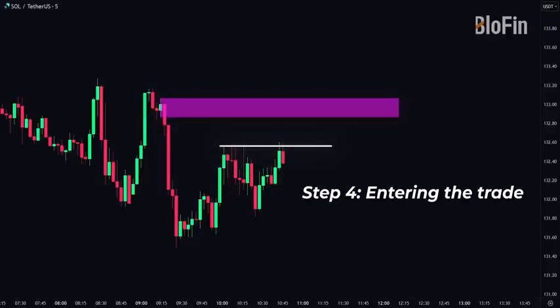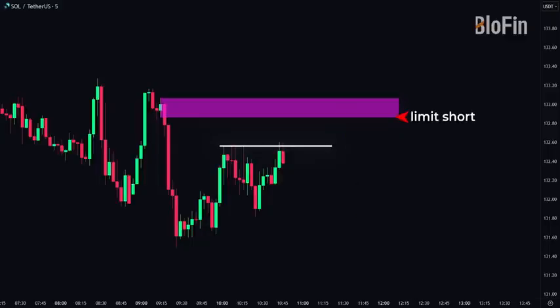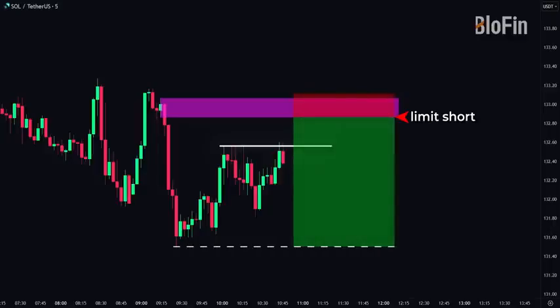Now we can move on to step 4, the final step, which is entering the trade. Since this is a downtrend, we're looking to short the market, meaning we make a profit if price goes down. For the entry, place a limit short order at the bottom of the supply zone. Set a stop loss slightly above it, and set a take profit target at the previous lows. Then, simply let the trade run.